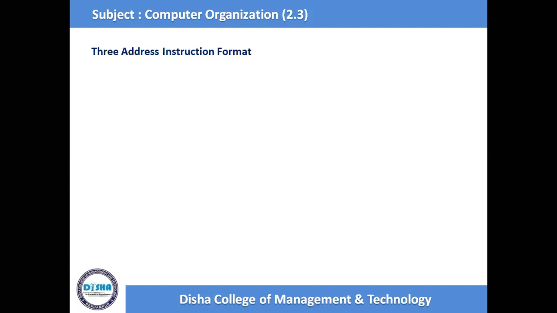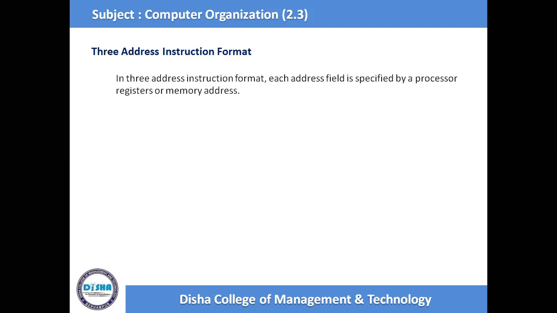So let us see the meaning of the three address instruction format. In the three address instruction format, each address field specifies a processor register or a memory address. If the operand is stored in a register, it must use the processor register. If the operand is stored in memory, then it uses the memory address.